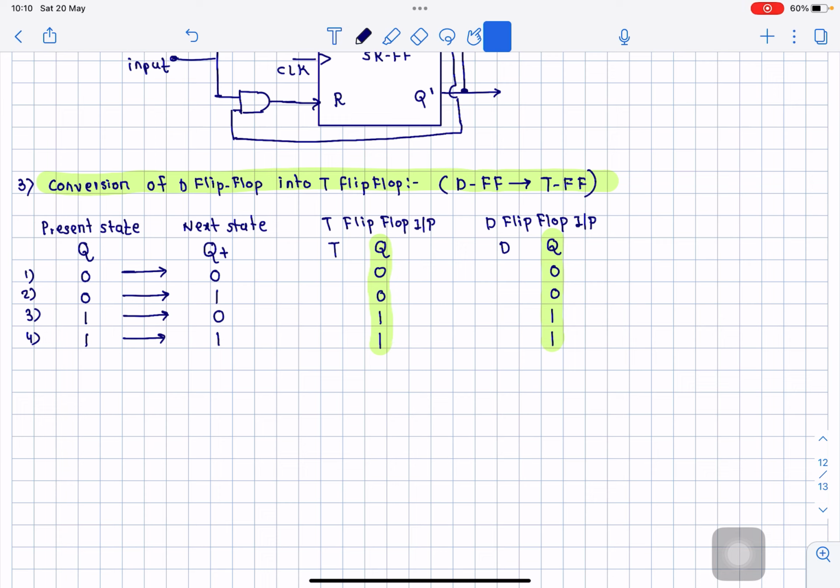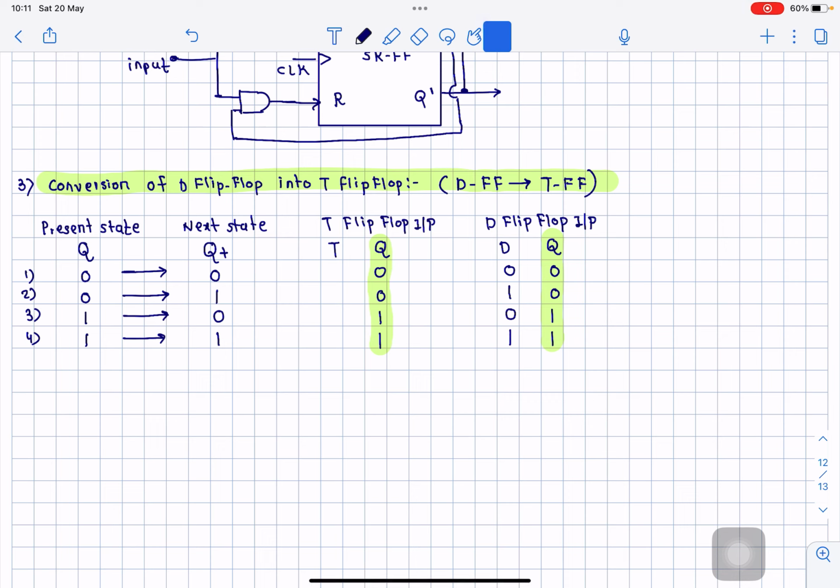Now you need to write the D input first, by looking at the present state and next state. Present state is 0, first case, next state is 0. That means the data input should be 0. Present state is 0, but the next state is 1. Then the D input should be 1. Present state is now 1, third case, and the next state is 0. That means the D input should be 0. Present state is 1, next state is also 1. That means the D input should be 1.